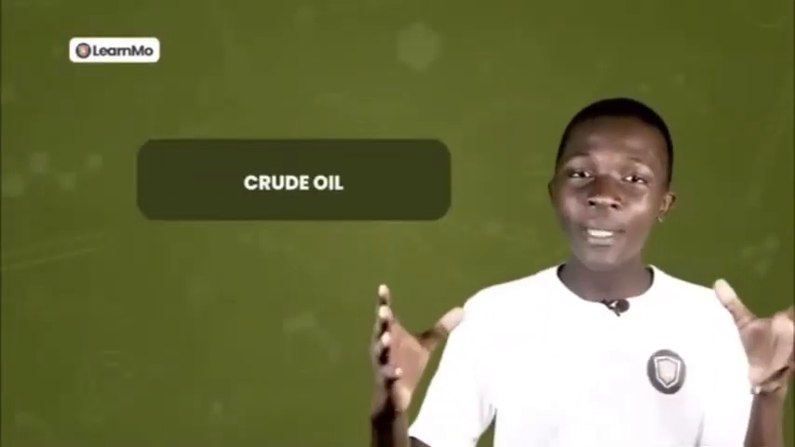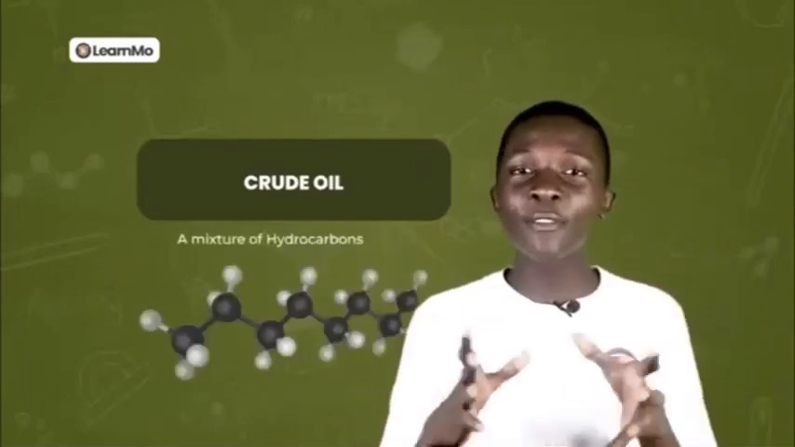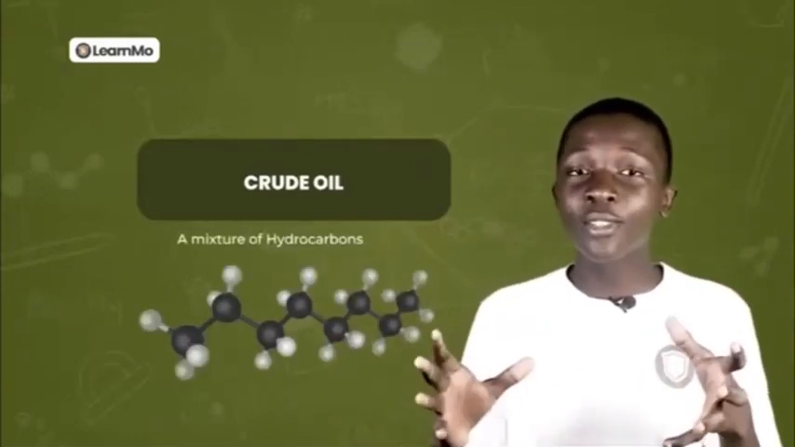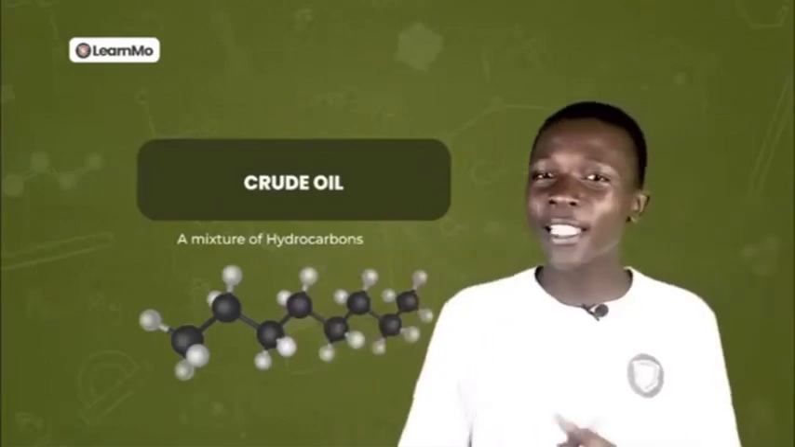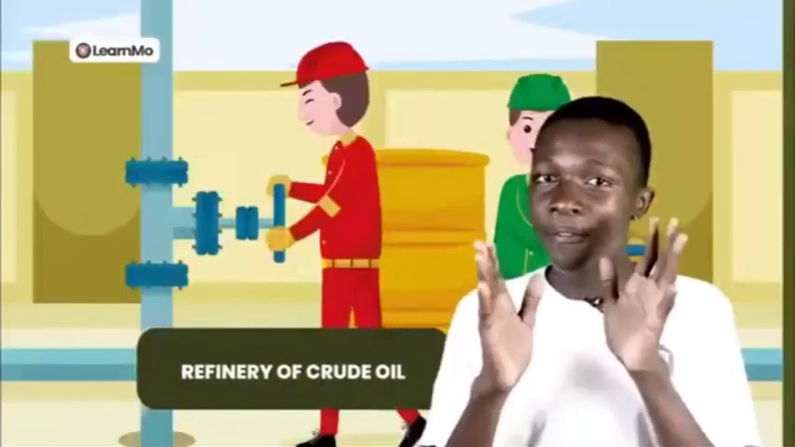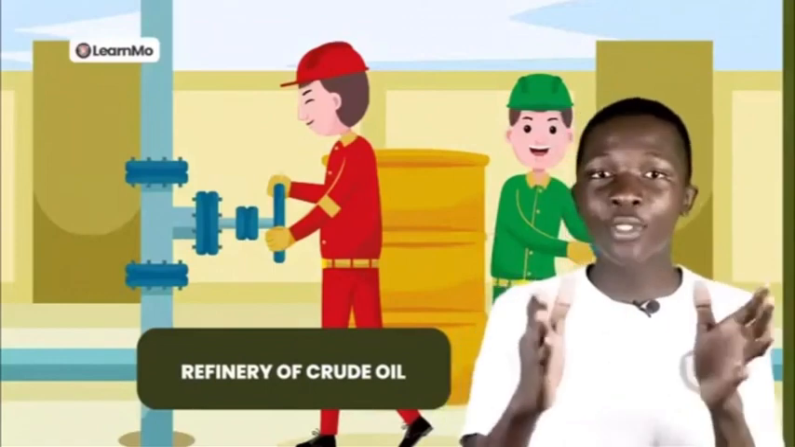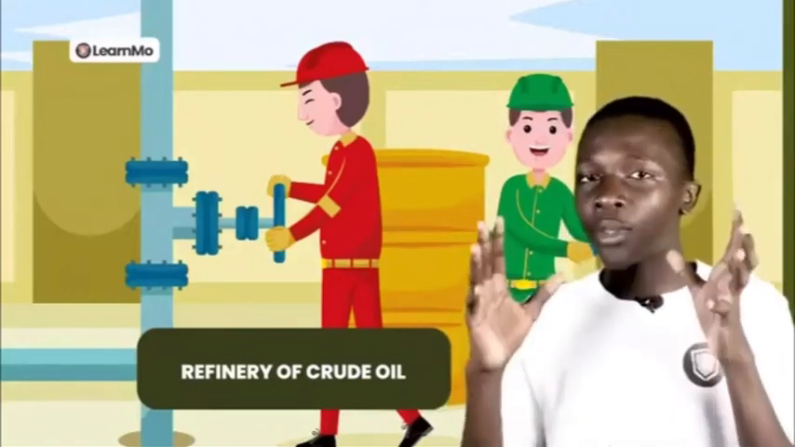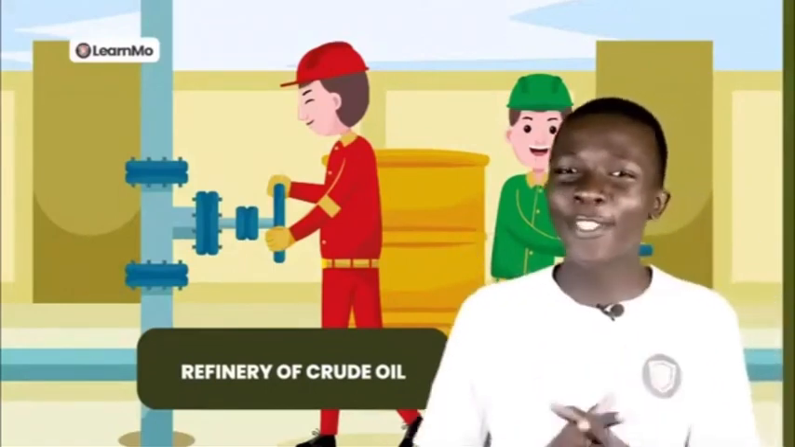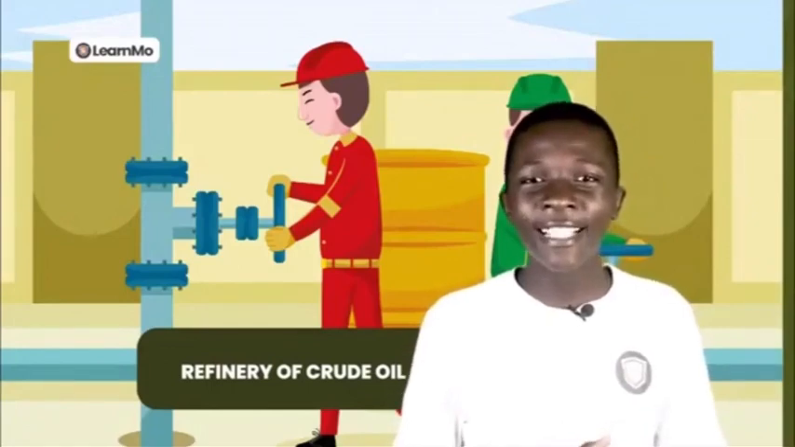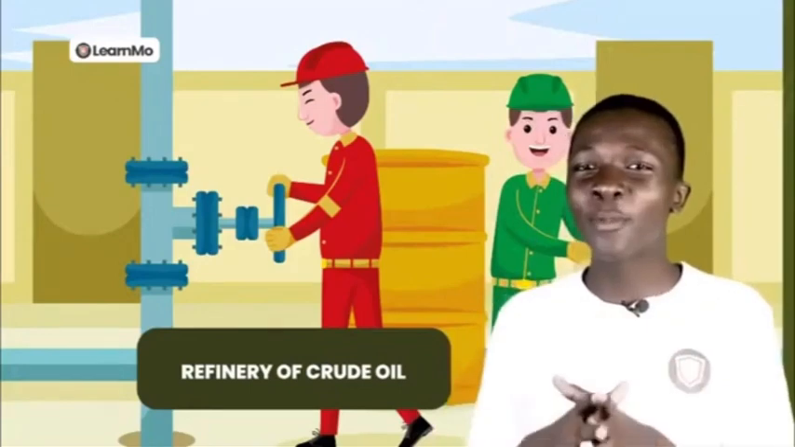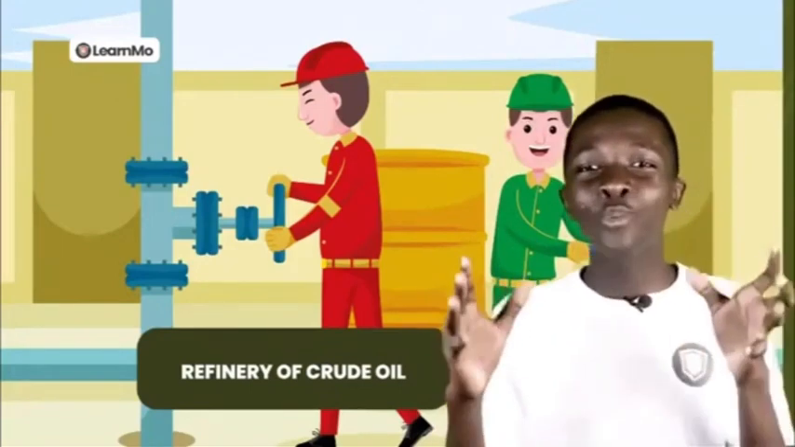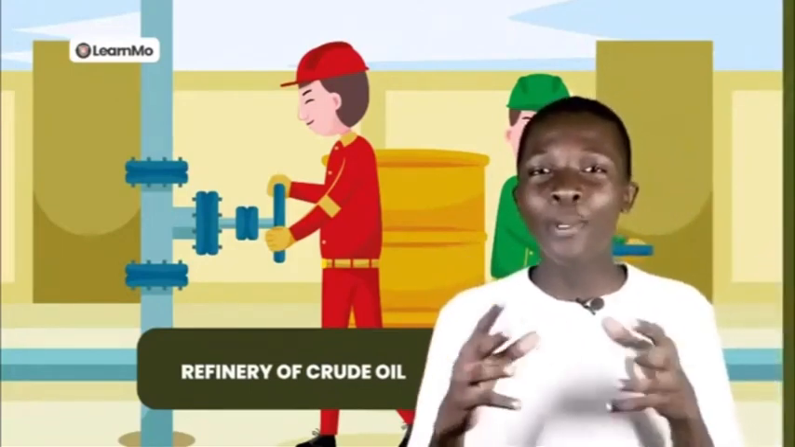Now, crude oil may simply be defined as a mixture of hydrocarbons. It is also called petroleum. Now, crude oil is refined in the following way. Firstly, it is separated into different fractions. Now, this happens because they have different boiling points. Now, the components of fractions with the lowest boiling point boil off first, and those with the highest boiling point will be the least to boil.